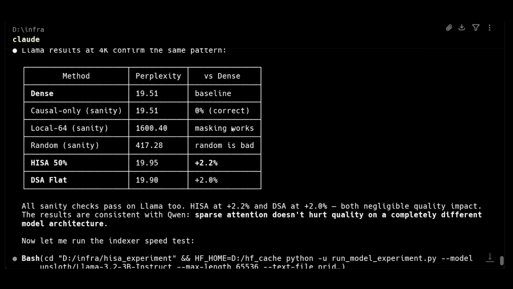So with Qwen, it had a slightly positive effect, and with this one, it had a slightly negative effect, but generally we can say that there's not a huge gap in terms of quality.